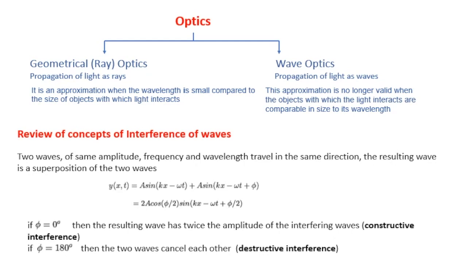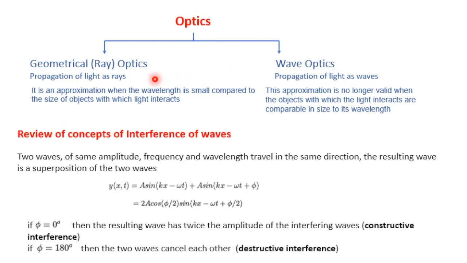So let us start with very basics. All of you are familiar with optics. You might have learned this in school. Optics is essentially the science of light, the light-matter interaction. Optics can be classified into two very broad areas: geometrical or ray optics, and the other classification is wave optics. You must understand very clearly when are these two regimes applicable.